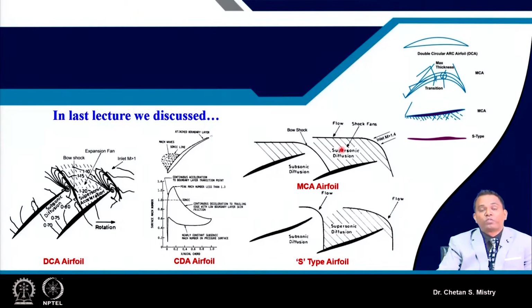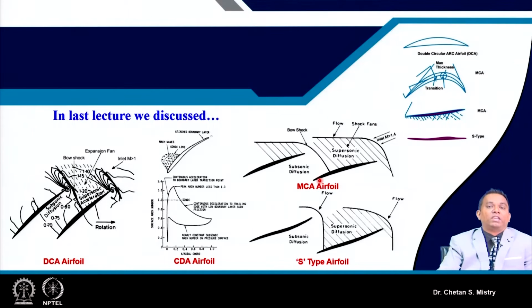Since the suction surface is shaped in such a way, rather than expansion fans we have shock fans forming on the surface, which gives supersonic diffusion followed by subsonic diffusion. So when the Mach number is above 1.4, rather than using double circular arc, we go with multiple circular arc.